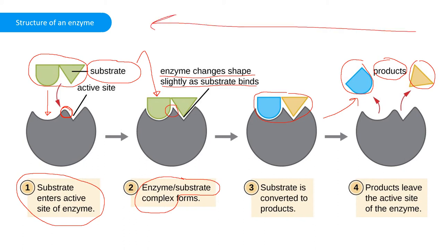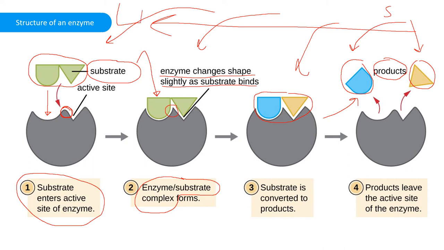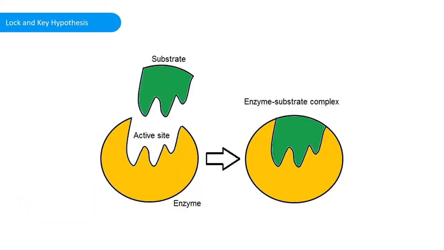It could actually go this way if it was an anabolic reaction. So these two things here, this blue thing and this triangle, would go in as substrate. They'd bind into the active site. It would change shape, and it would come out as a big thing. And that would be the way it would go for a catabolic reaction.